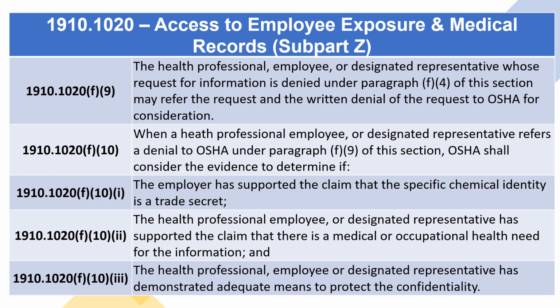1910.1020(f)(9). The health professional, employee, or designated representative whose request for information is denied under paragraph (f)(4) of this section may refer the request and the written denial of the request to OSHA for consideration.